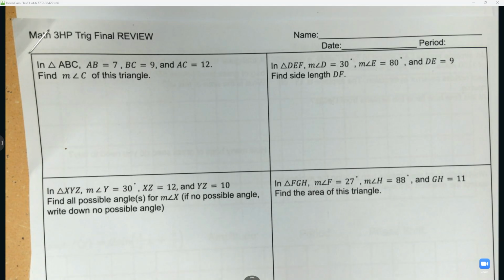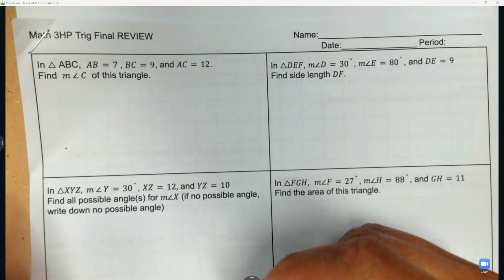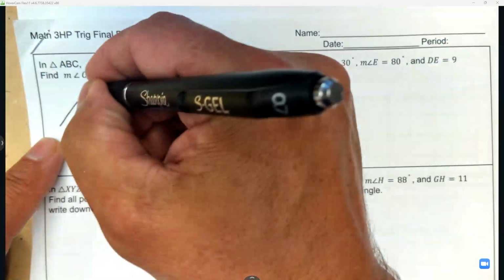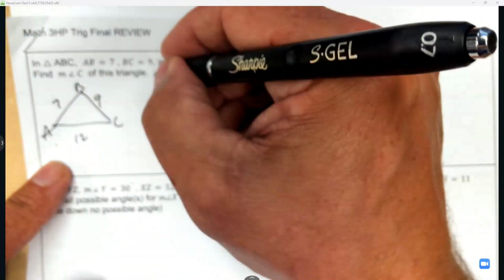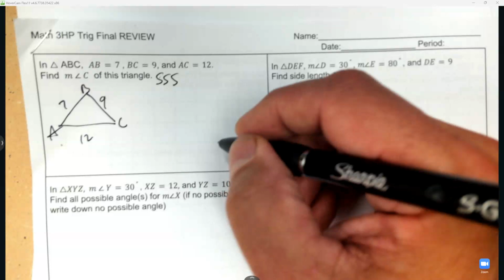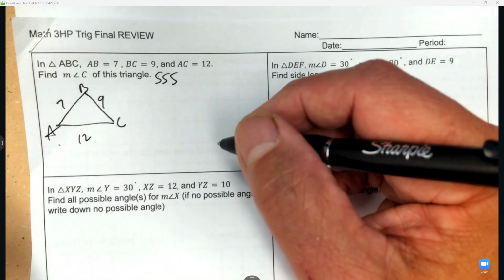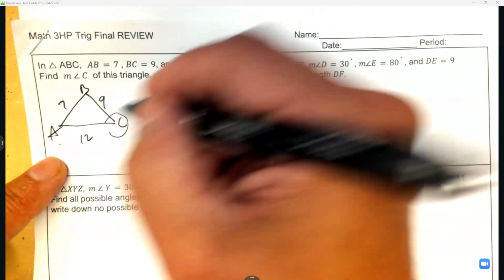All right, here are your solutions to the review. Triangle ABC. So we're going to draw a triangle ABC and label it. A to B is 7, B to C is 9, and A to C is 12. So the first thing I recognize is this is a side-side-side triangle, which means we're going to use the law of cosines. And all I want to do is find angle C.